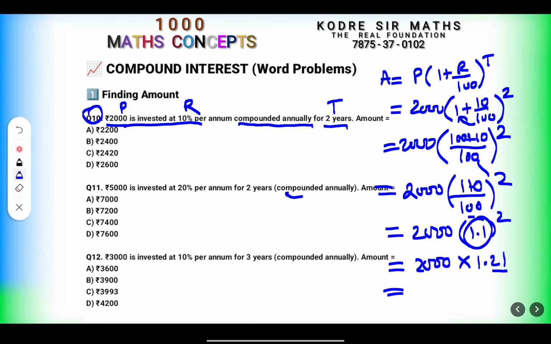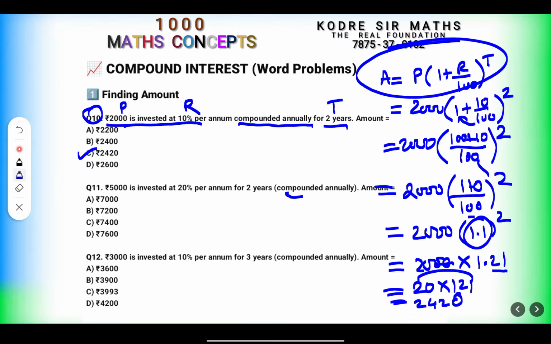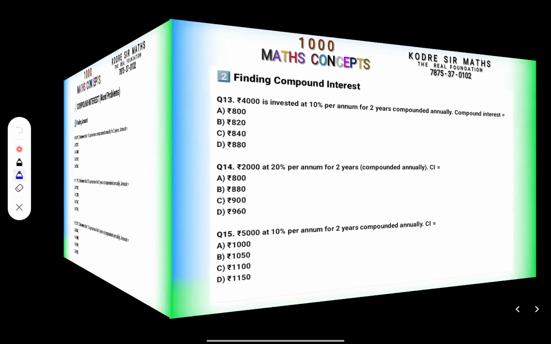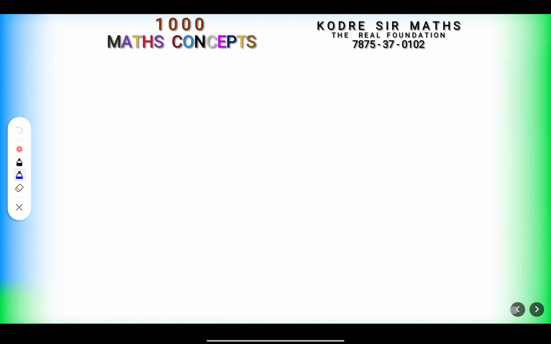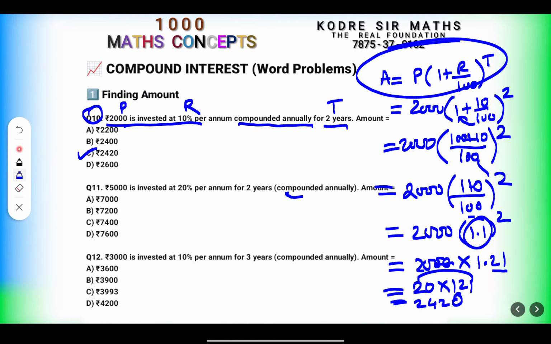Now you know that there are 2 places after the decimal point, so if these 2 zeros are cut, the decimal point will shift. 20 into 121. So 121 into 2, so it is 2420. Am I right? So 2420. Option number C. This is how you can calculate amount using this formula. Remember, I guess same question is there, similar question is there, right? It is annually.